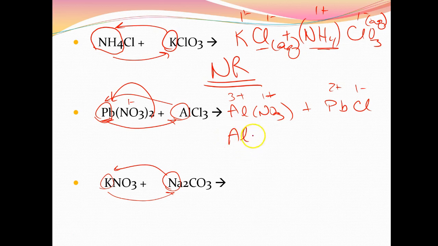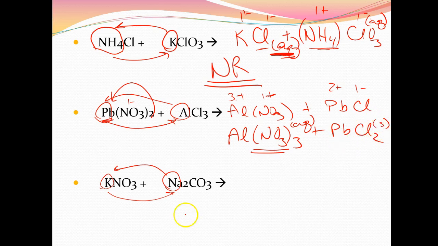So when you drop and swap, you end up with Al, NO3, 3. So that 3 moves here. And PbCl2. So once I've dropped and swapped, I need to figure out which one of these is solid. First rule, anything with nitrate is automatically aqueous. 3rd rule, I think it is the halides. Most halides are aqueous except Pb and silver. Okay, so now I have my solid.